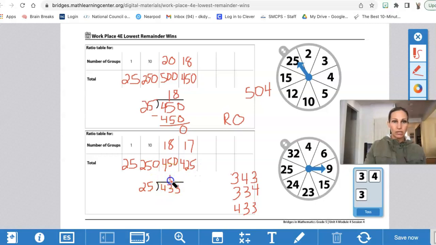Okay, so I'm going to write 17 up here. 25 times 17 is 425. If I add up from 425 to 433, that leaves me with a remainder of 8. So the answer is 17, remainder 8, and my score is 8 for this round.